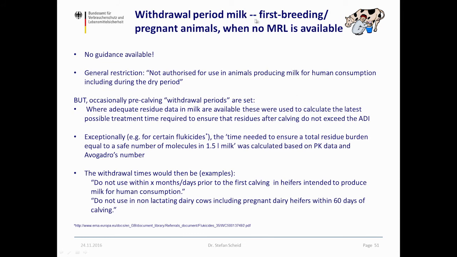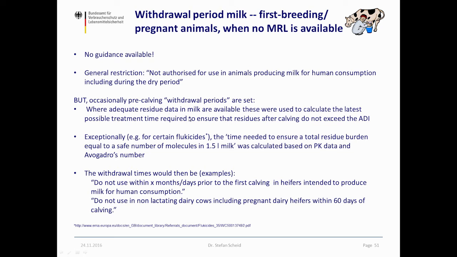So, withdrawal periods for milk, for breeding and pregnant animals when no MRL is available. This is also worth discussing, though there's no guidance. So when there's no MRL for milk, the general restriction is not authorized for use in animals producing milk for human consumption, including during the dry period. But occasionally pre-calving withdrawal times are set. These are examples of what has been done in the past.